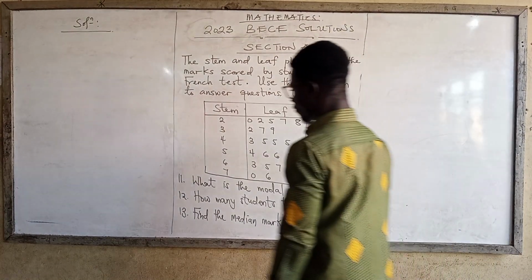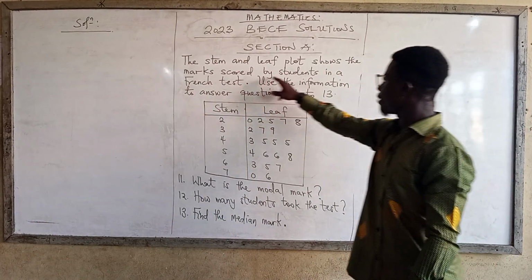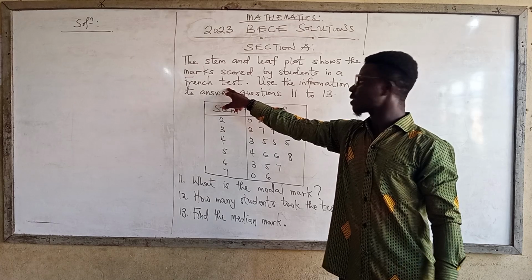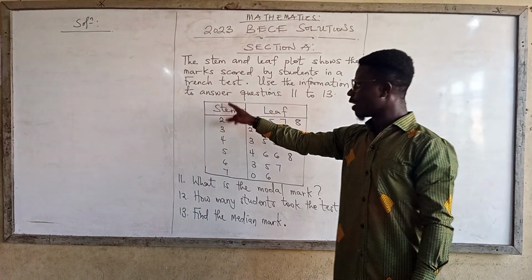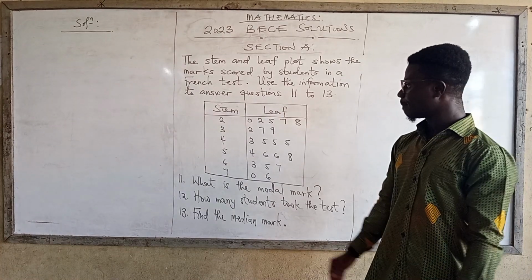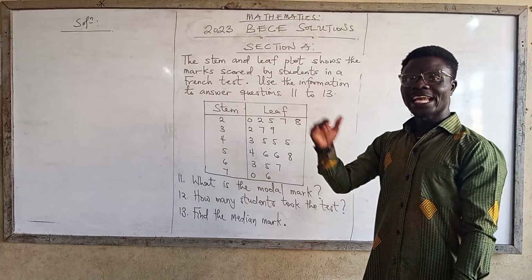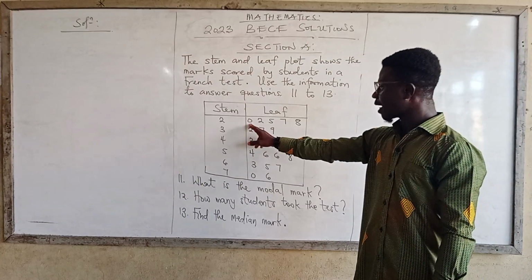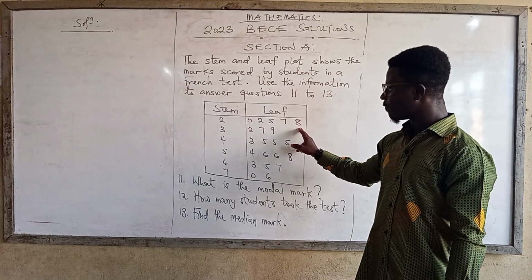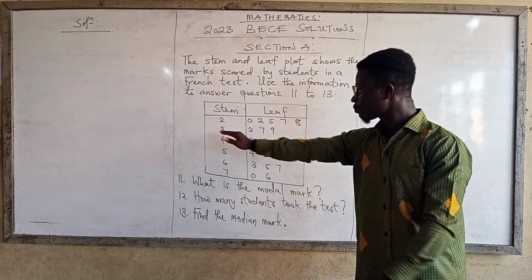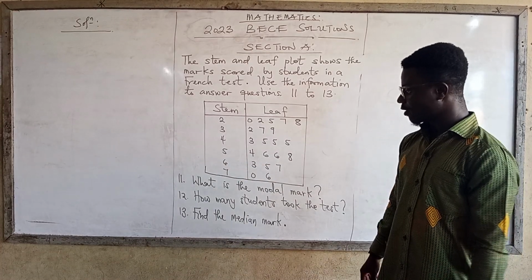So we are continuing from 11 to 15. The stem and leaf plot shows the marks scored by students in a French test. Use the information to answer questions 11 to 13. We have the stem and we have the leaf. You can see that our leaf is arranged in order, which means it's arranged from the lowest value to the highest value in each row.